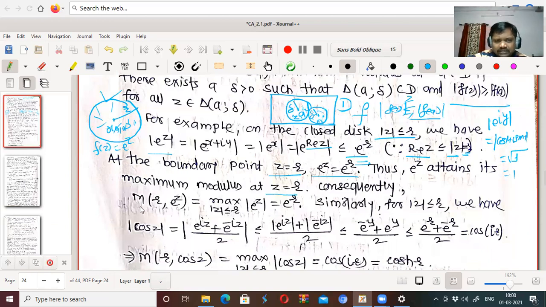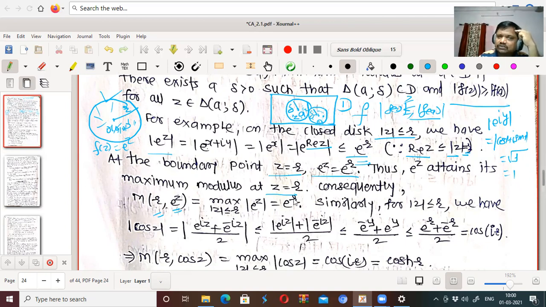Similarly, now the maximum value of e to the power z at z equal to r. On the other hand, here we proved that the maximum value of e to the power z lies on the boundary of this circle. On the other hand, we will find the maximum value of e to the power z at z equal to r. Is it e to the power r? That we want to verify, which is equal to the maximum value over all mod z less than or equal to r of mod of e to the power z.